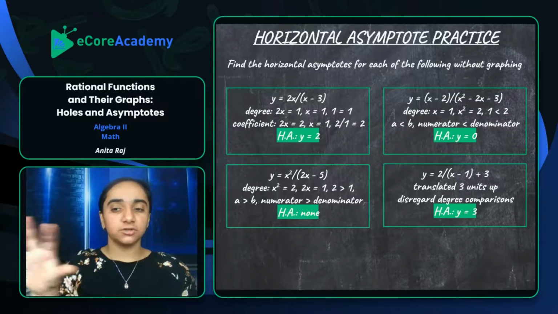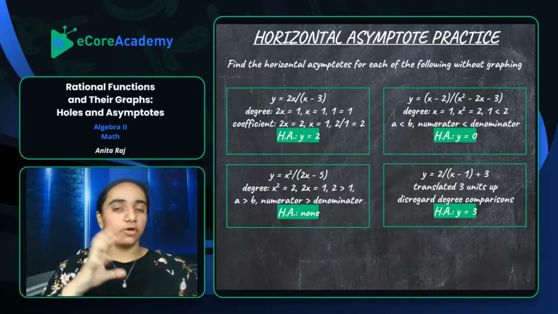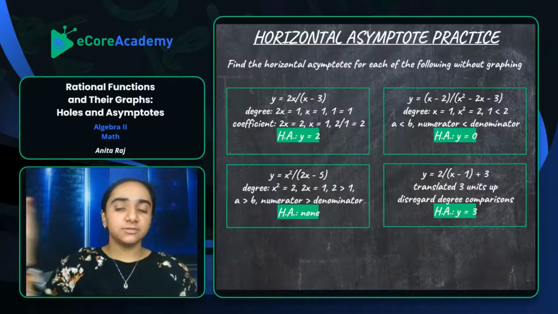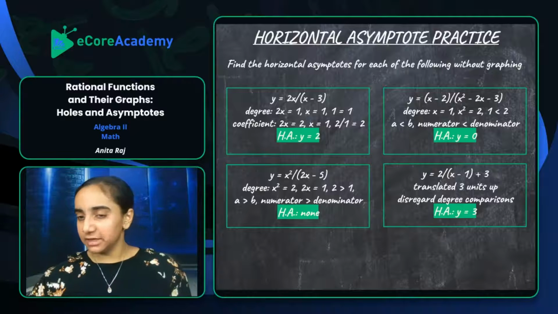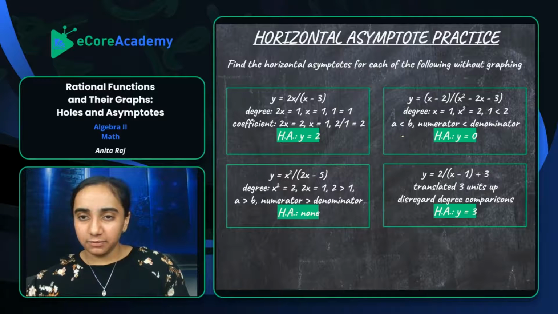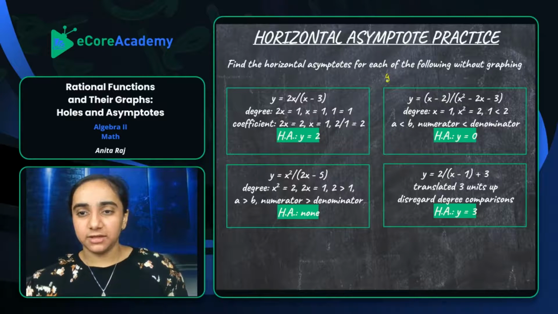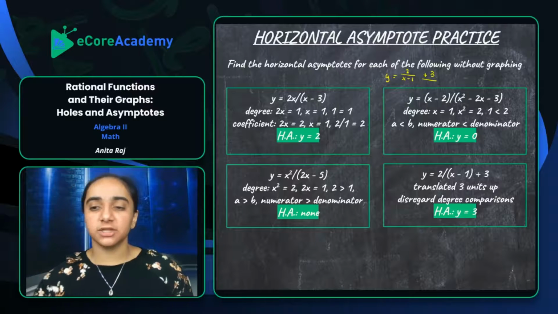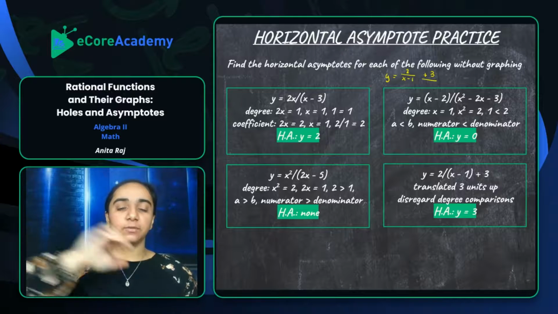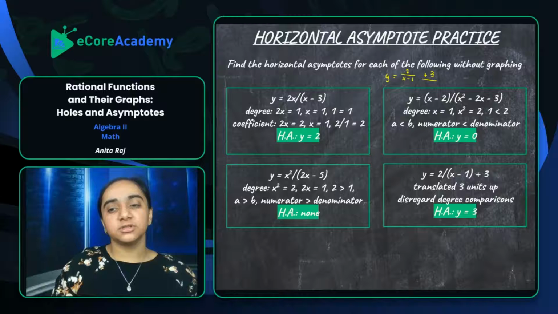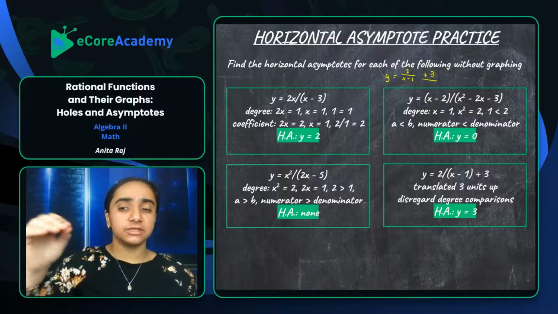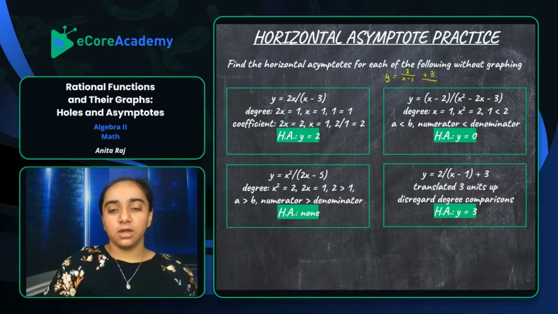So we're going to pretty much disregard any of the degree or coefficient rules that we've been following because we have that plus 3 added to the end of it. So it's pretty much written like, I'm going to write it up here. That would be written as y equals 2 over x minus 1, and then we add the plus 3 over here. So this plus 3 kind of changes things. We're going to translate it 3 units up, and we're going to disregard any degree or coefficient comparisons. We're immediately going to know the horizontal asymptote has been shifted 3 units up, so it's going to be y equals 3.